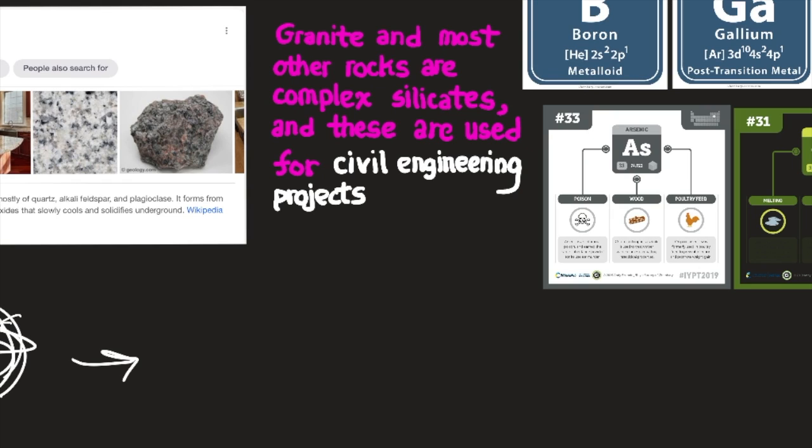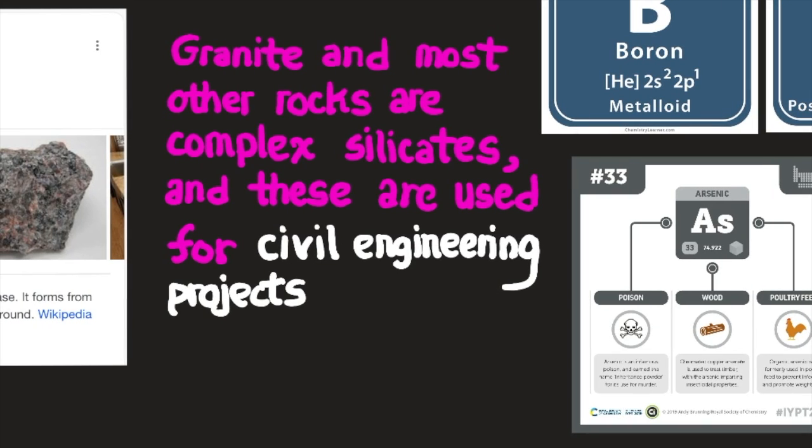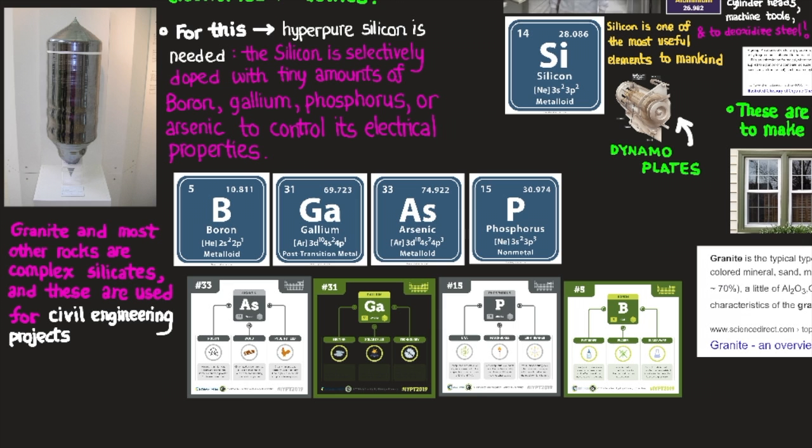So returning back to silicon, granite and most other rocks are complex silicates, and these are used for civil engineering projects. So here we have the elements boron, gallium, arsenic, and phosphorus. Why do we have these elements here? Well, since we are talking about silicon and silicon is used to make silicon chips, we will talk about the step-by-step process later on in this video.